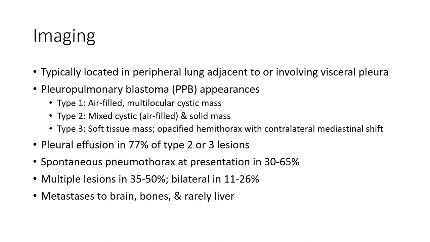Typical location is the peripheral lung, adjacent to or involving the visceral pleura. Pleuropulmonary blastoma type 1 appears as a multilocular cystic mass. Type 2 is a mixed cystic and solid mass.